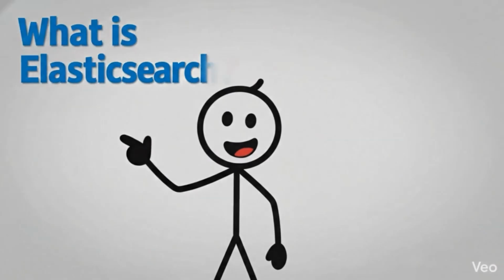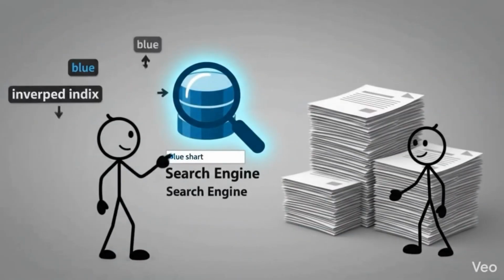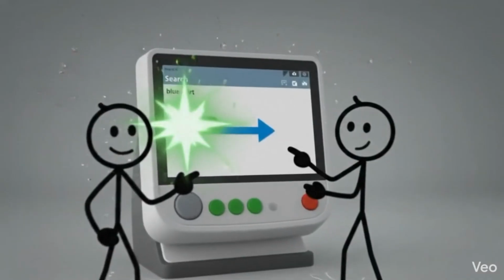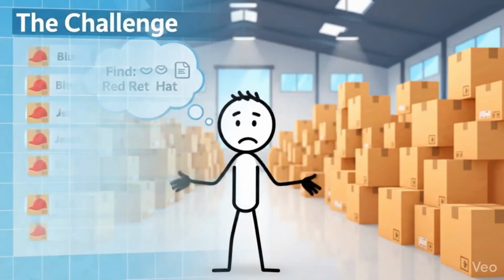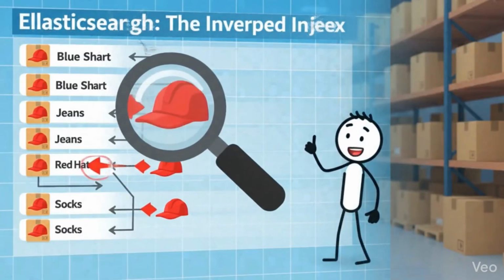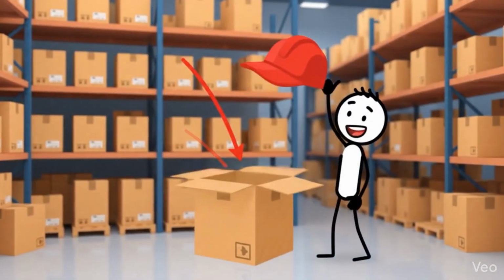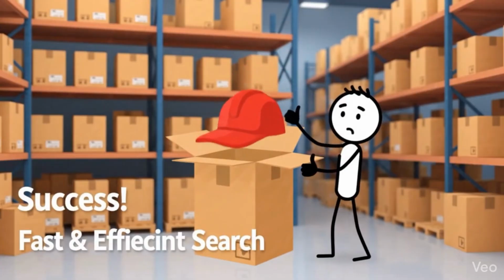What is Elasticsearch? It's a powerful distributed search engine designed for the cloud, capable of lightning-fast searches across huge datasets. Instead of searching every box in the warehouse, Elasticsearch uses an inverted index to instantly locate the data you need, retrieving the red hat quickly and efficiently.